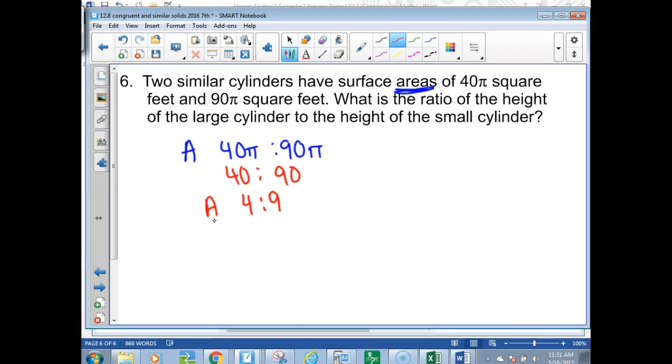You understand I'm using an A for area, right? All right, now, how do I get back to the scale factor? I unsquare them. Square root of 4 to the square root of 9, which would be 2 to 3. Okay, now, what is the ratio of the height of the larger to the smaller? Larger to smaller then would be 3 to, no, it just says height.